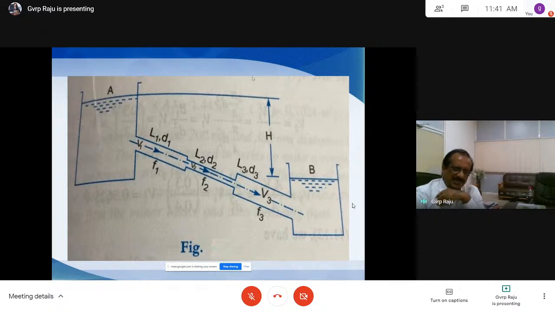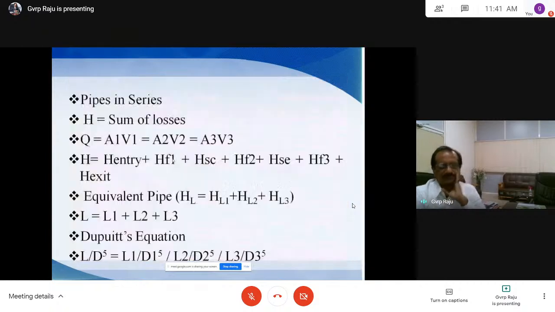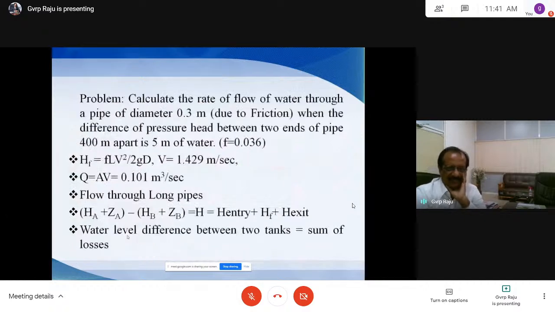You can obtain that from Bernoulli's equation. Apply Bernoulli's equation between points A and B, and you get that the value of H, the water level difference between the two reservoirs, is equal to the sum of losses. That is one equation. The other equation is discharge. Discharge is the same. So this is the water level difference between the two tanks equal to the sum of losses.